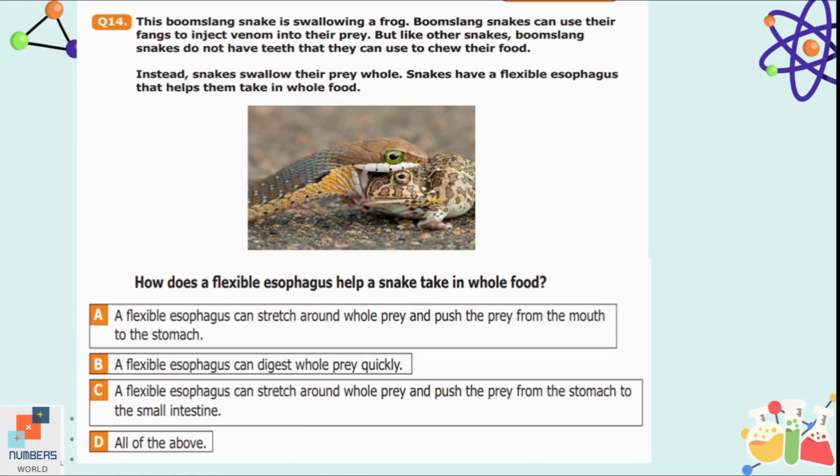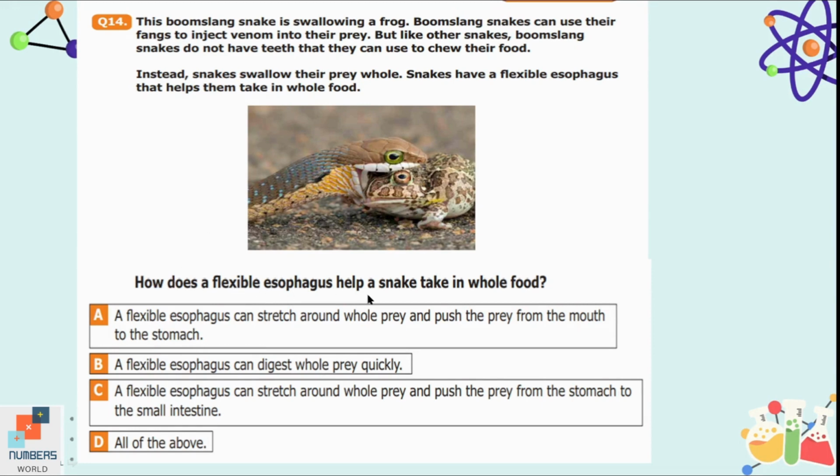Question number 14. This boomslang snake is swallowing a frog. Boomslang snakes can use their fangs to inject venom into their prey, but like other snakes, boomslang snakes do not have teeth that they can use to chew their food. Instead, snakes swallow their prey whole. Snakes have a flexible esophagus that helps them take in whole food.